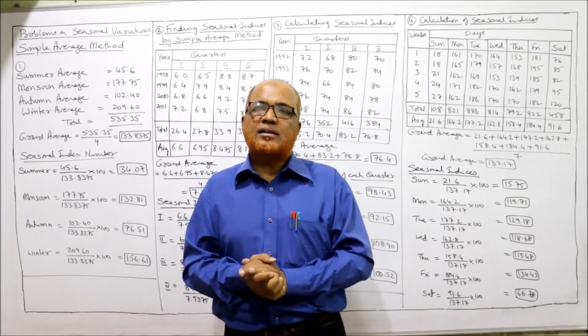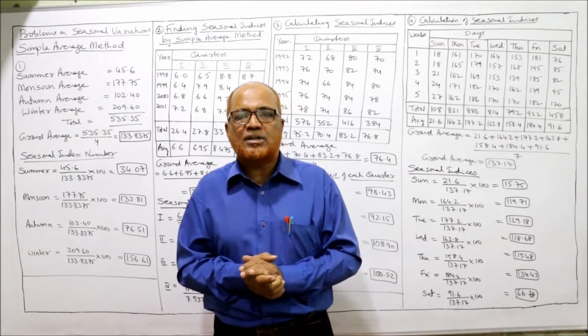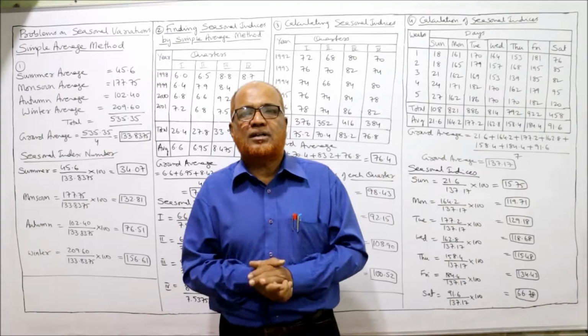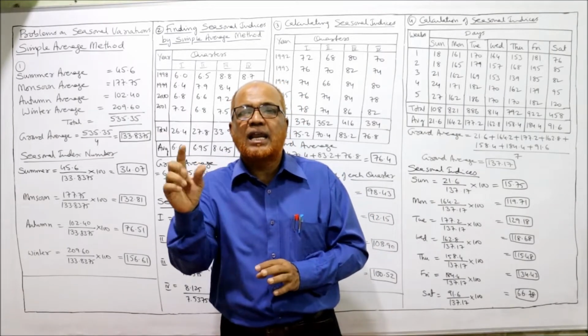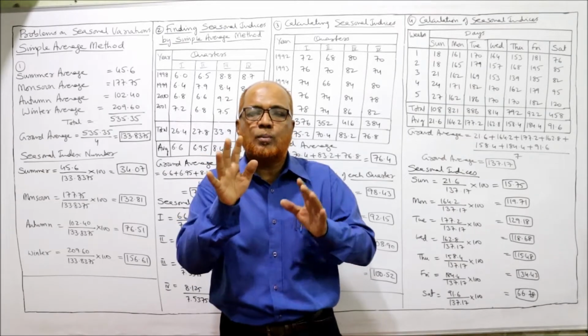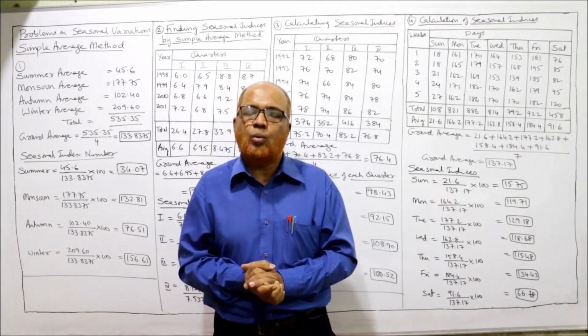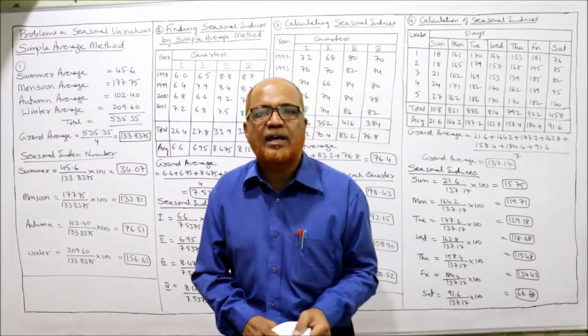So how to calculate the seasonal variations? There are four methods: simple average method, ratio to trend method, ratio to moving average method, and link relative method. These four methods are applied to measure the seasonal variations. Now I am going to start the problems on seasonal variations.